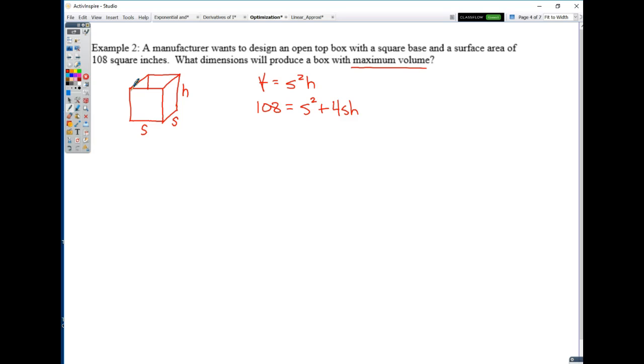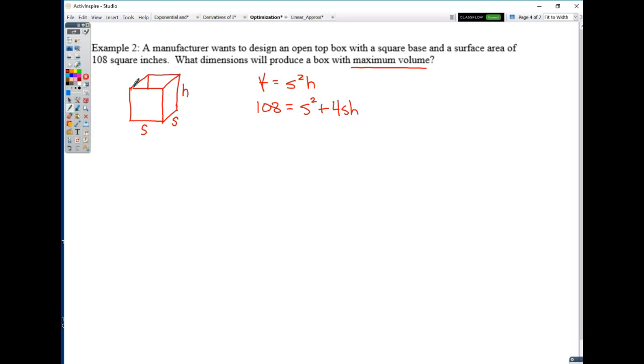All right, ladies and gentlemen. I should probably turn V is equal to S squared H into just a single variable. What am I going to solve for in 108 equals S squared plus 4SH? Want to solve for H? H is the correct thing to solve for. I will have some student who usually comes up with a really bright idea. It's the same idea I came up with that then fails miserably. They go, solve for S squared. That'd make life really easy.